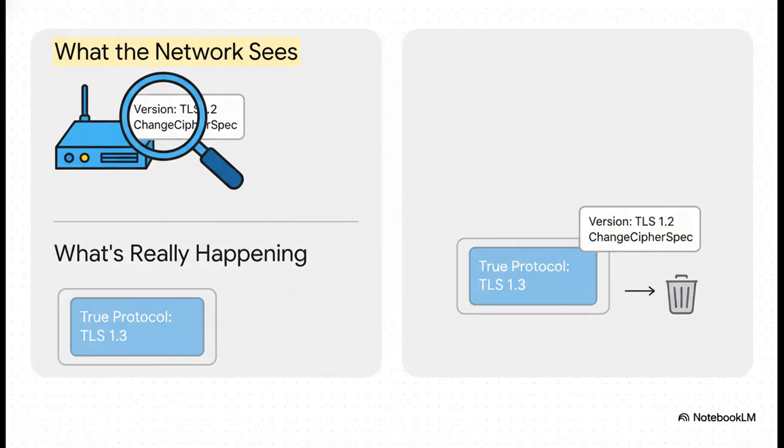And this chart just lays it all out perfectly. On the surface, the disguise that the old network gear sees looks like a totally normal TLS 1.2 handshake. It sees the right version number, it sees that familiar ChangeCipherSpec message. Everything looks fine. But underneath, what's really happening is that the client and server are speaking the new, faster, more secure TLS 1.3. They've already agreed to just completely ignore these fake messages that are only there for show.